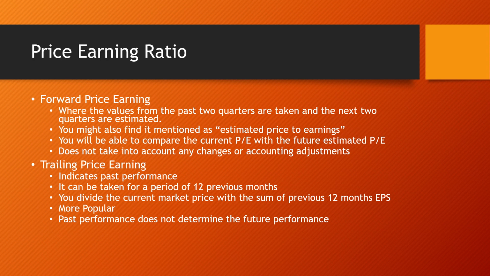A trailing price earning takes the past period, 12 months period, and the current market price is then divided by the past 12 months earning per share. So you get the trailing price earning. So this is actually more popular than the forward price earning.